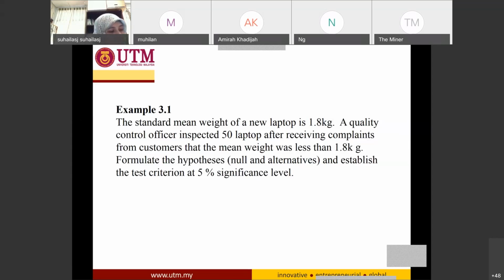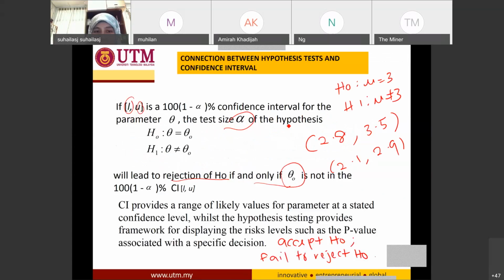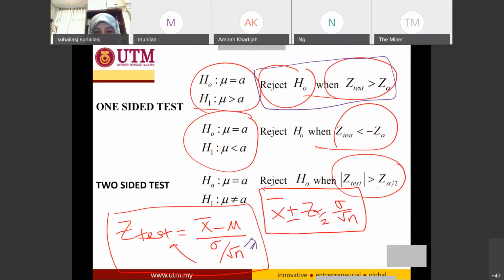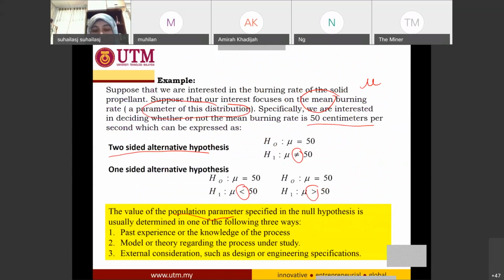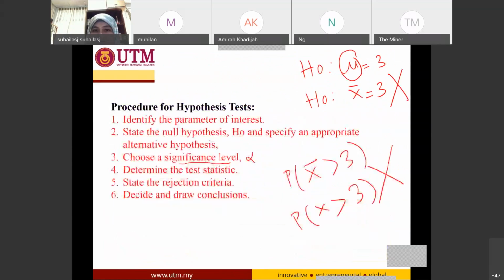We do not compute everything yet, we just want to write the null and also the alternative. The standard mean weight of a new laptop is 1.8 kilogram, meaning we already know this. As we said earlier, there are three ways: past experience or knowledge of the process, a model or theory regarding the process, and external consideration. If you have any of these three, that is your population parameter.